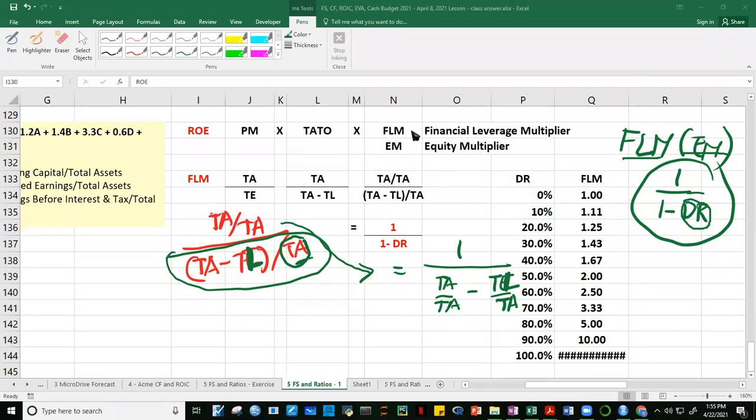Sabi natin, no? If we want to increase ROE, taasan yung FLM. Kasi take a look at the formula, multiplication yan eh. So in order to increase FLM, tataasan dapat yung debt ratio. Okay? So increasing FLM actually means increasing your debt ratio. Okay, now increasing FLM guys will result into higher ROE.